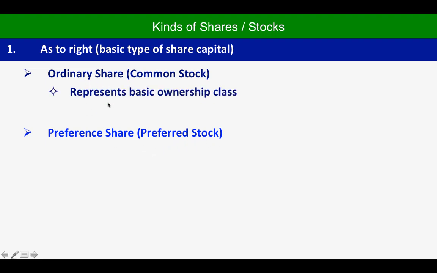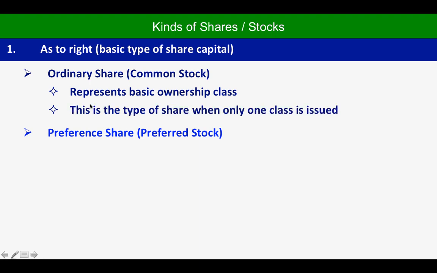So ordinary share represents basic ownership class. Okay, it's the basic ownership class. If there's only one class of stock, then it is understood to be ordinary share. Okay, this is the type of share when only one class is issued.